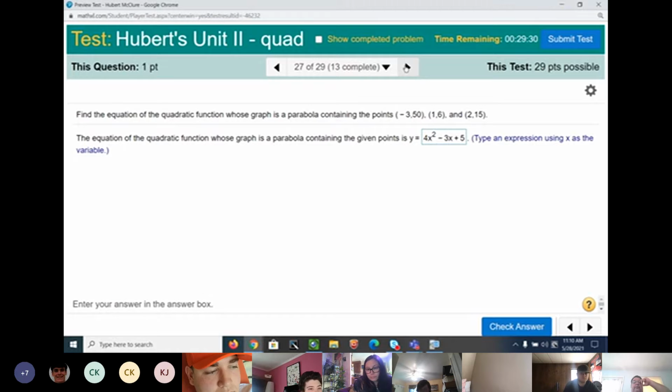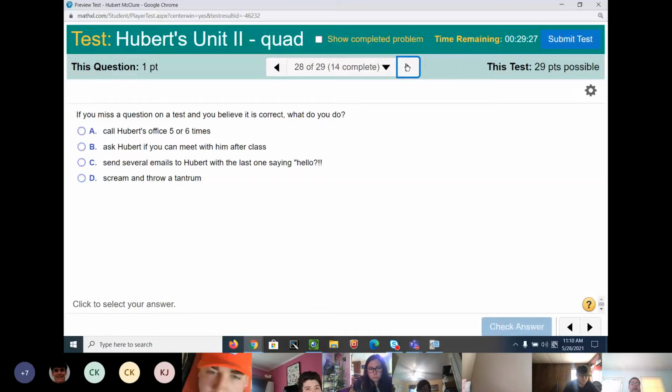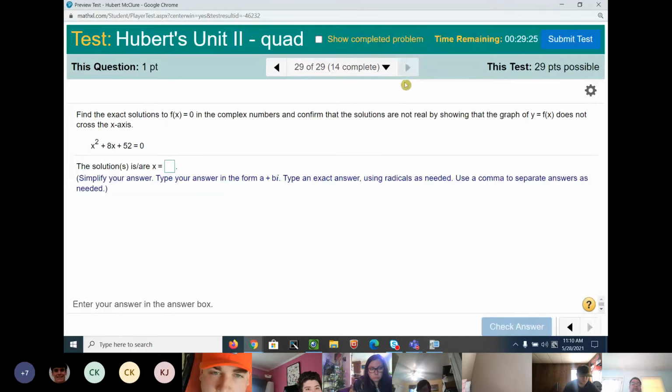So next and next. Find the exact solutions. Okay, that's same. You can use complete the square, or you can do that on the calculator and find your x-intercepts. If you don't have x-intercepts, then you're going to have to do it by hand to find the a plus bi. And let's go to the other test. What time's class over? Class over at 11:40. We got time. All right, so that's that test. Any questions?